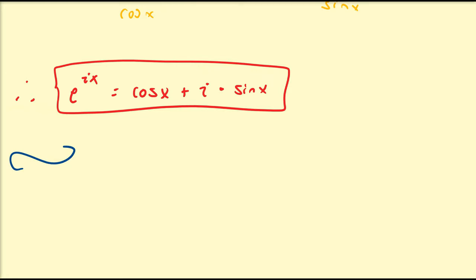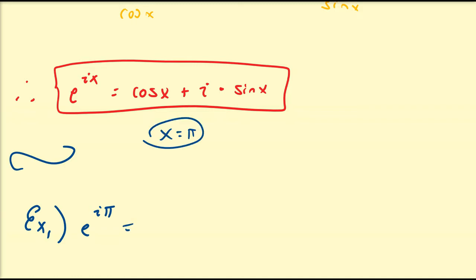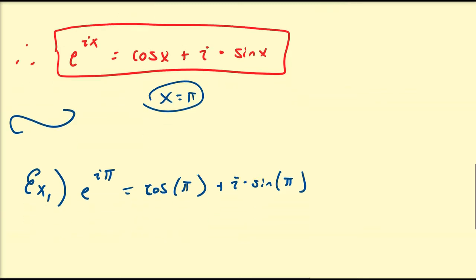So let's do some examples of some consequences of this relationship. Example 1. Suppose I ask, what is e to the i pi equal to? So I'm pretty much going to let x be equal to pi in this relationship. So that's going to be equal to cosine of pi plus i times the sine of pi.